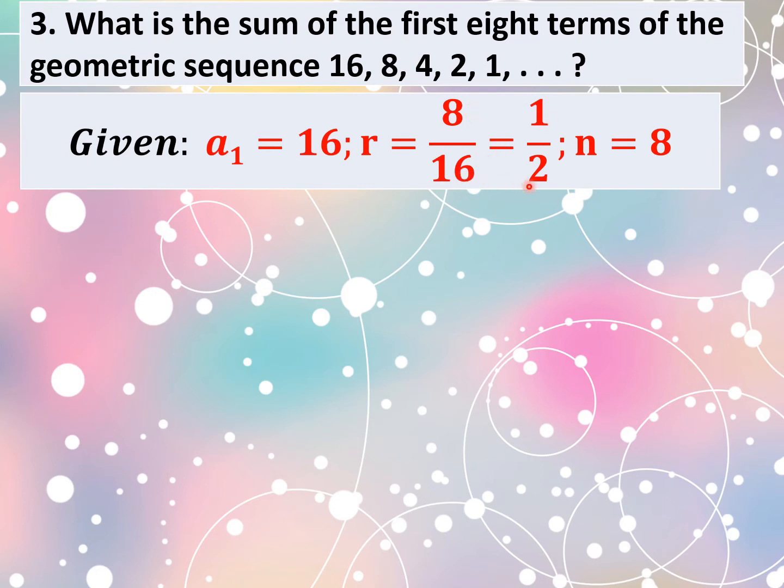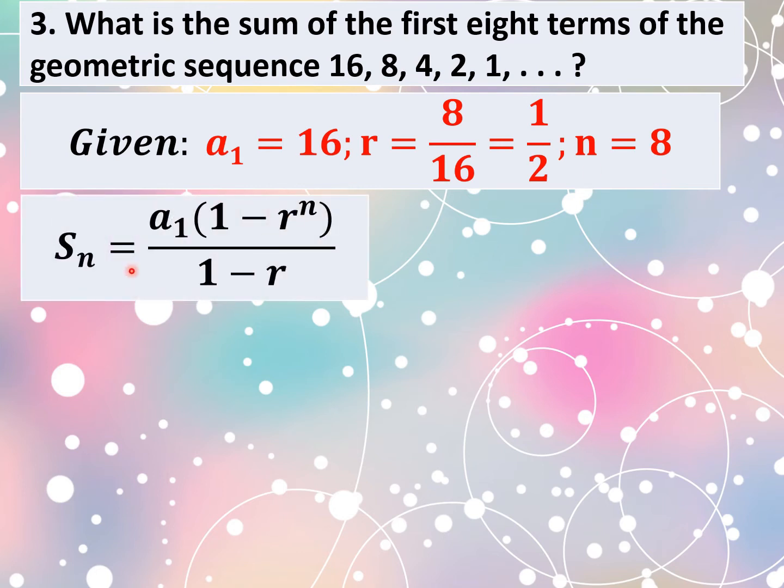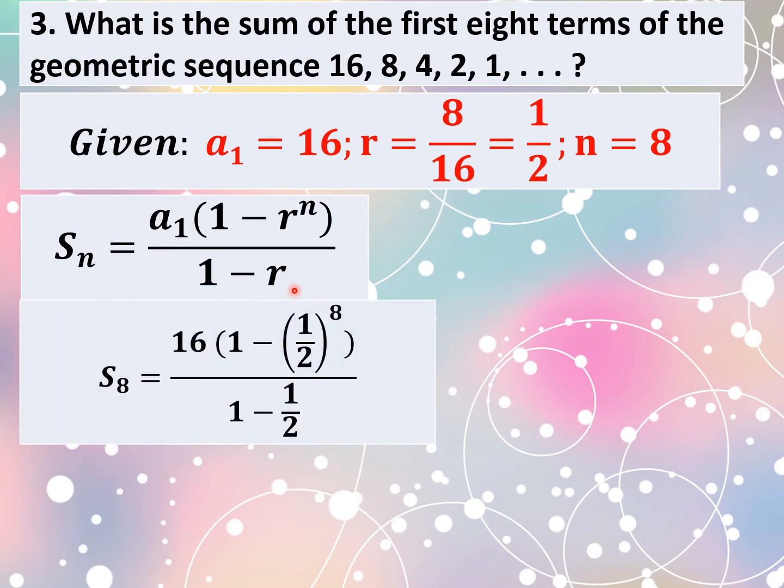And then, since we need to find the 8th term, ang value ng n natin ay 8. So, since hindi pa rin natin alam ang value ng a sub n, gamitin pa rin natin ng formula na S sub n is equal to a sub 1 times 1 minus r raised to n all over 1 minus r. Substitute. S sub 8 is equal to 16, palitan mo yung a sub 1 na 16, and then yung value ng r na 1/2, yung value ng n na 8, and then yung r ulit dito sa denominator.